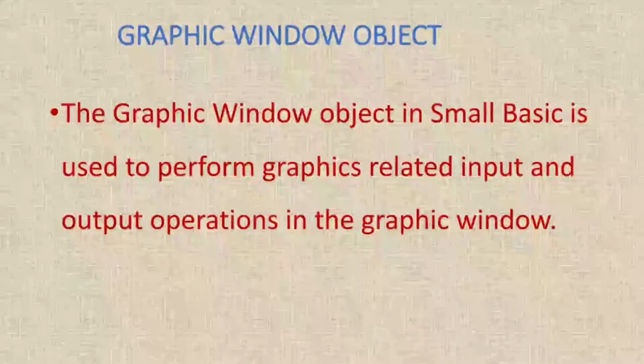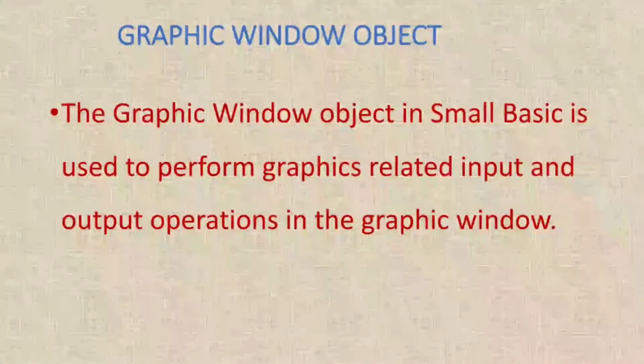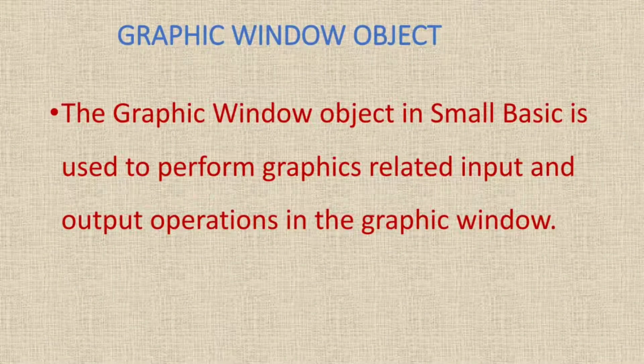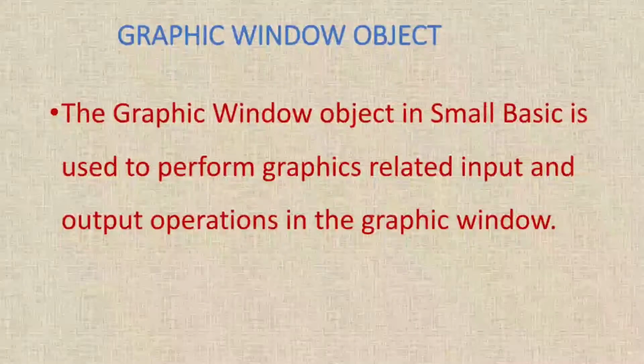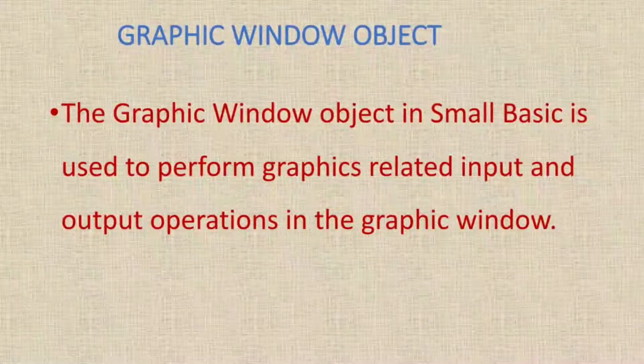Next one, GraphicsWindow object. The GraphicsWindow object in Small Basic is used to perform graphics related input and output operations in the graphics window, and it allows us to draw lines and shapes with different colors.